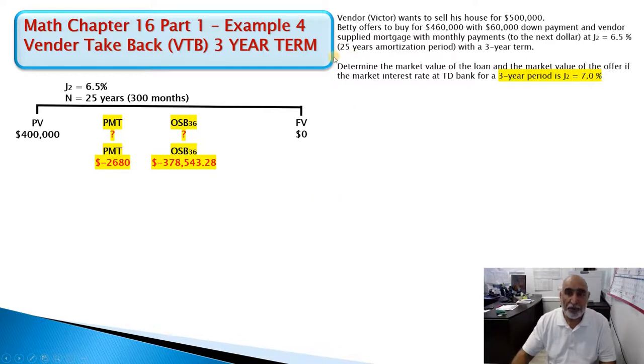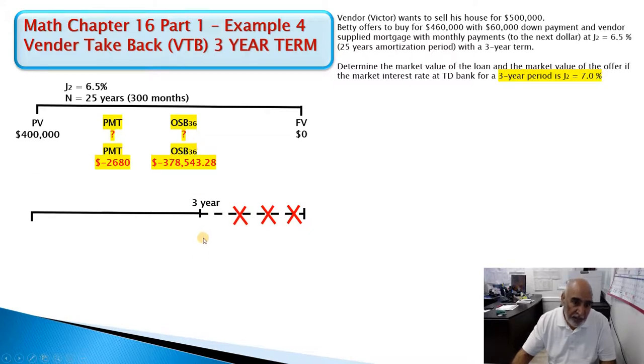So now we're going to take this and look at this paragraph, which says, find the market value of the loan and the market value of the offer if the market interest rate for a 3-year term is J2 equals 7%. So again, we draw the timeline diagram. Now we're only going to look at the first 3 years. From this diagram, we bring the payment down here, and the OSB is going to be our FV. This is where it ends right here. That's called the FV. FV was 0 in the earlier question. Here, FV is whatever the amount is after 3 years.